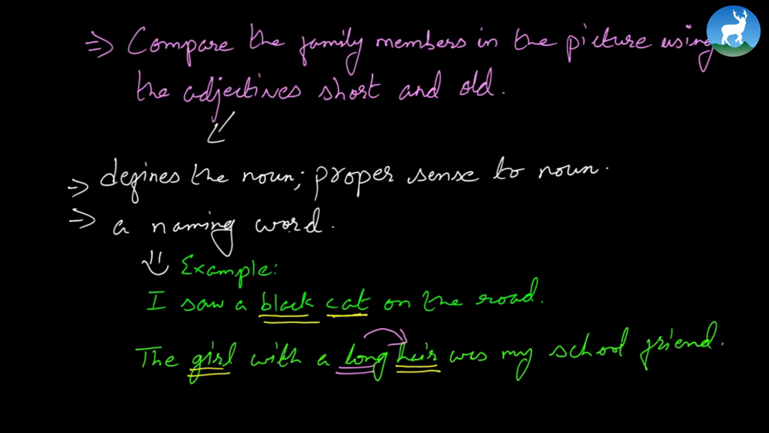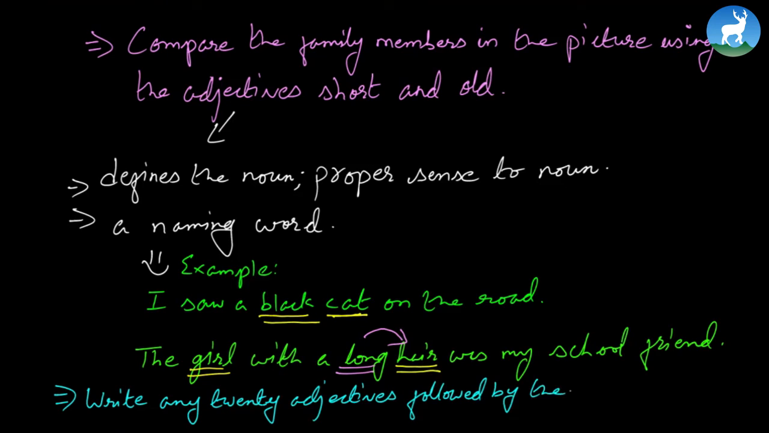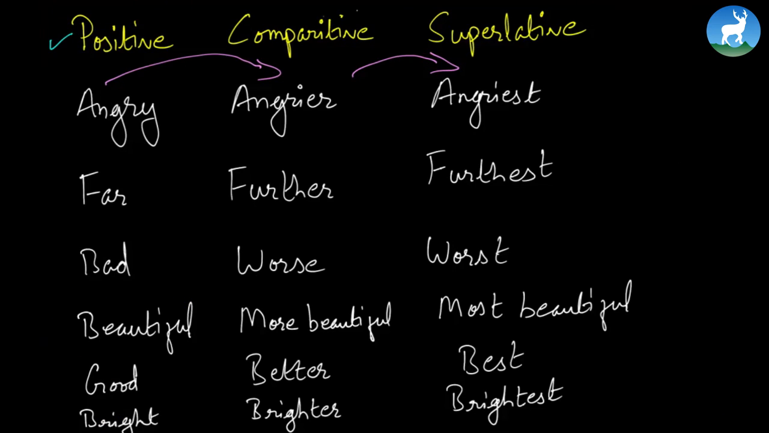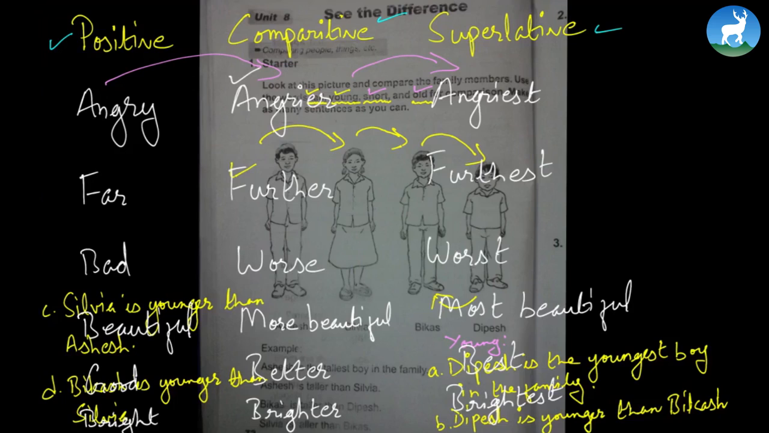Okay, so that's adjective. So here, what you can do is compare the family members in the picture using the adjectives short and old as given in the book, of course. And also, what you can do is write any 20 adjectives followed by the comparative and superlative adjective. So you can start again with that similar chart which we had made earlier, just like positive, comparative, and superlative, and make sure you write 20 adjectives and provide the comparative and superlative forms of those adjectives. So this we certainly can do as homework.